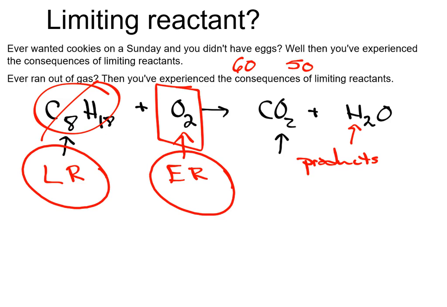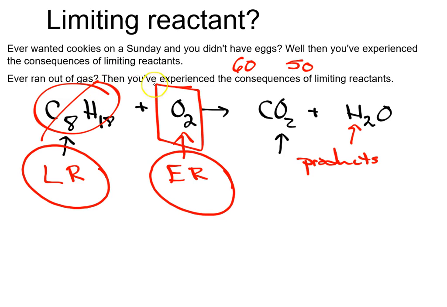Ever wanted cookies on Sunday and you didn't have enough eggs? Raise your hands if you had that problem. Or any recipe ever. All right, well, then you've experienced the consequences of limiting reactants. If you want to make cookies but you only have one egg and it requires 2, you have to make half the batch, because you run out of one thing before you can complete the whole thing.